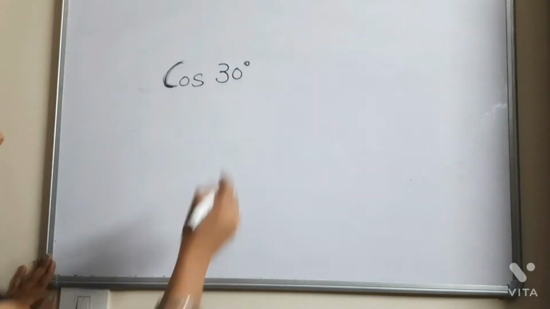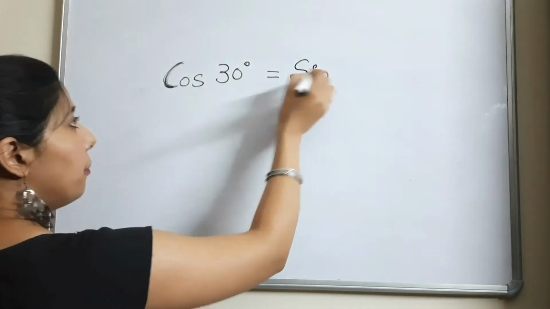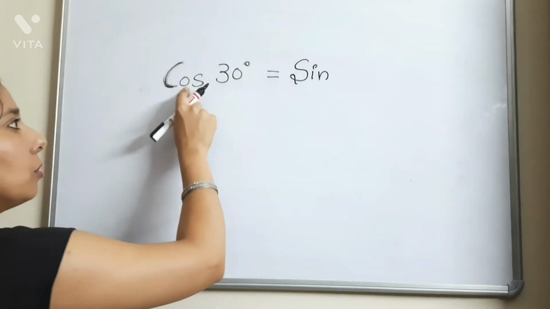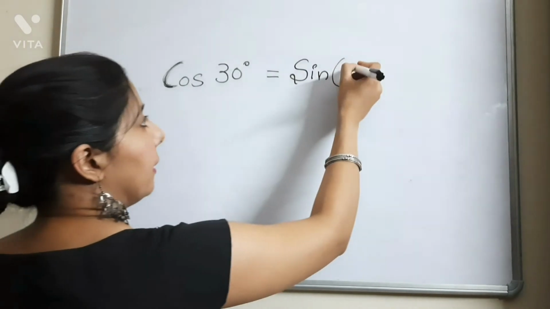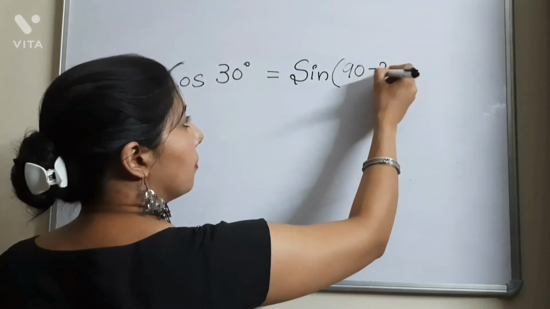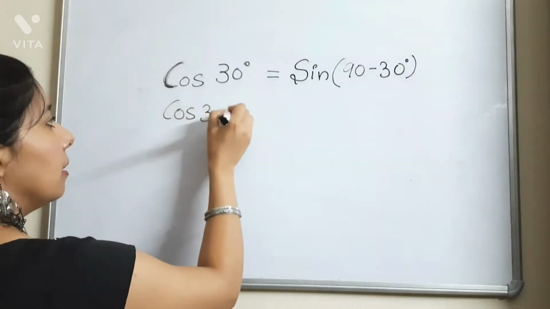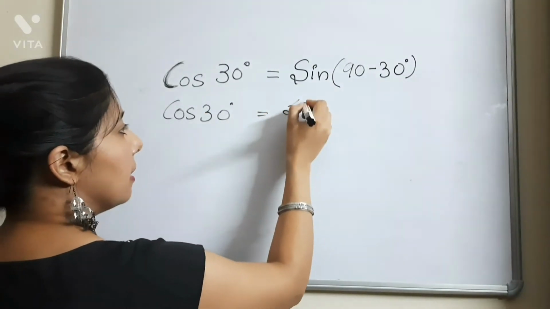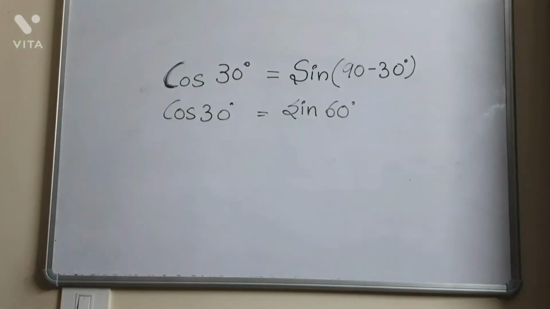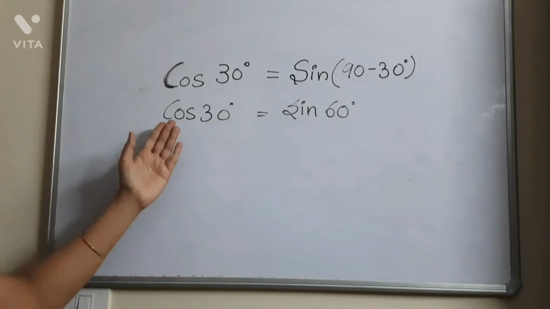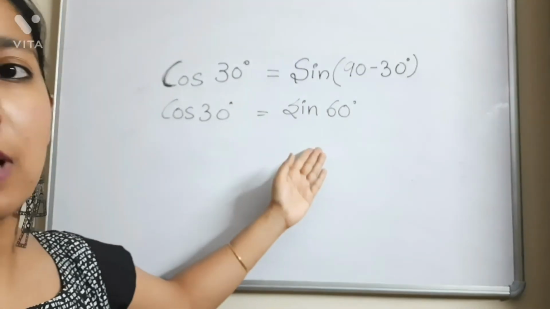So it can also be written as equals to cos, this cos changes to sine, and if you are changing this complementary ratio to the sine, then you just subtract this theta from 90. Fine. So it means cos 30 degree is equal to sine 60 degree. So this is how you can change the complementary pairs. You have changed the cos trigonometric ratio to the sine trigonometric ratio. That is cos 30 degree is equal to sine 60 degree.